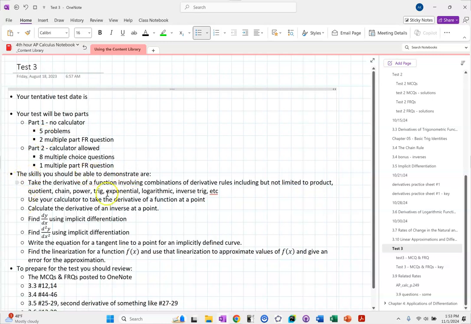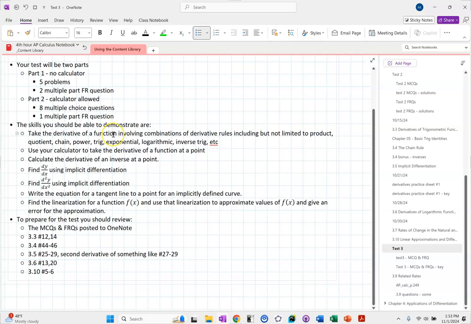So, skills that you should be able to demonstrate. You should be able to take the derivative of a function involving combinations of derivative rules, including but not limited to product, quotient, chain, trig, exponential, logarithmic, inverse trig. All the trig rules to this point. If you don't have those stone cold memorized, get it done. Take some time in the next 3 days and spend 20 minutes or so 3 times and get those in there.